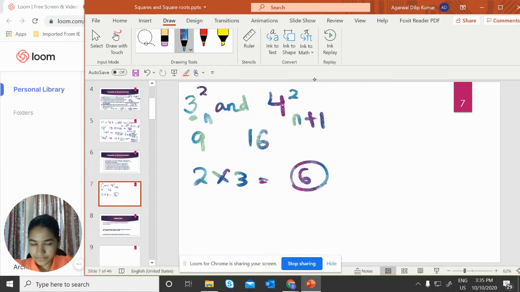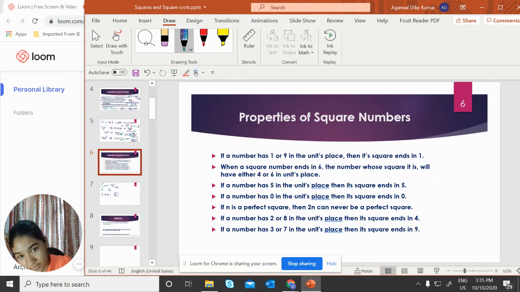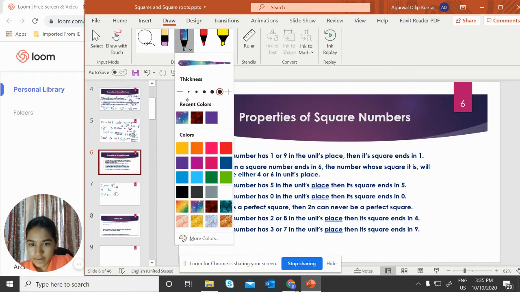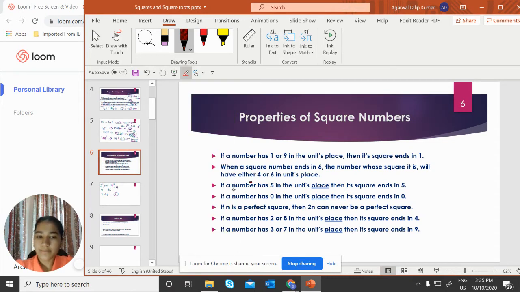Is it clear? Okay. So next thing. What's the next property? So I think you are clear with these properties. So let's move on to the next property. The next property states that if a number has 1 or 9 in a unit's place, then its square ends in 1. What does it mean?